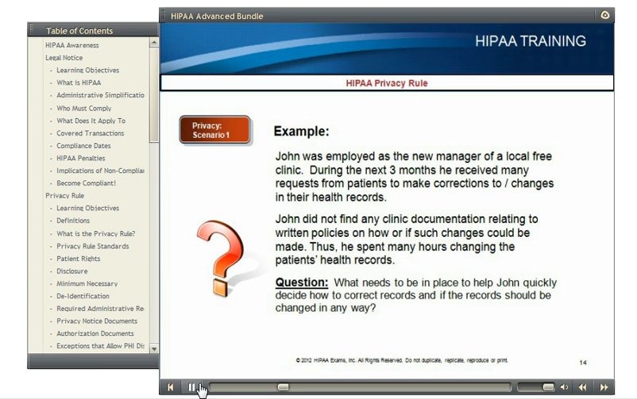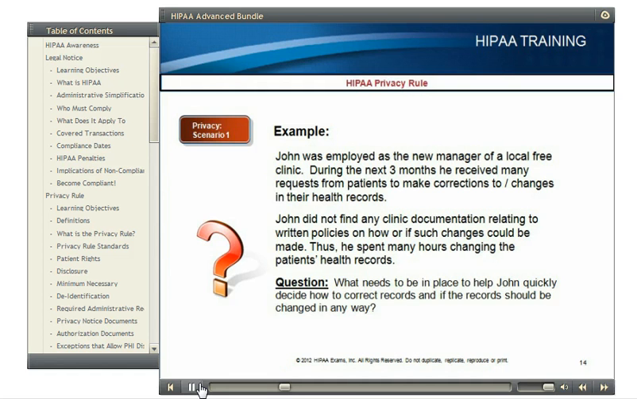Example, John was employed as the new manager of a local free clinic. During the next 3 months, he received many requests from patients to make corrections to or changes in their health records. John did not find any clinic documentation relating to written policies on how or if such changes could be made. Thus, he spent many hours changing the patient's health records.